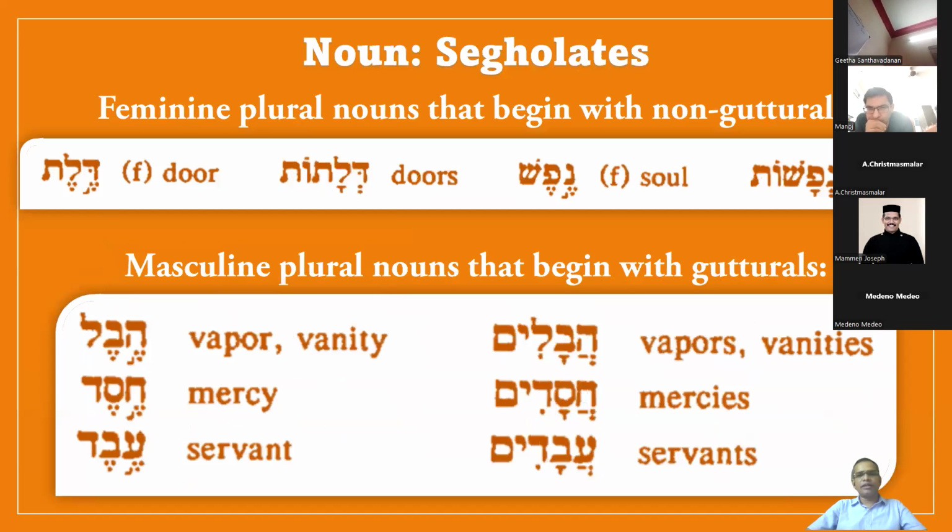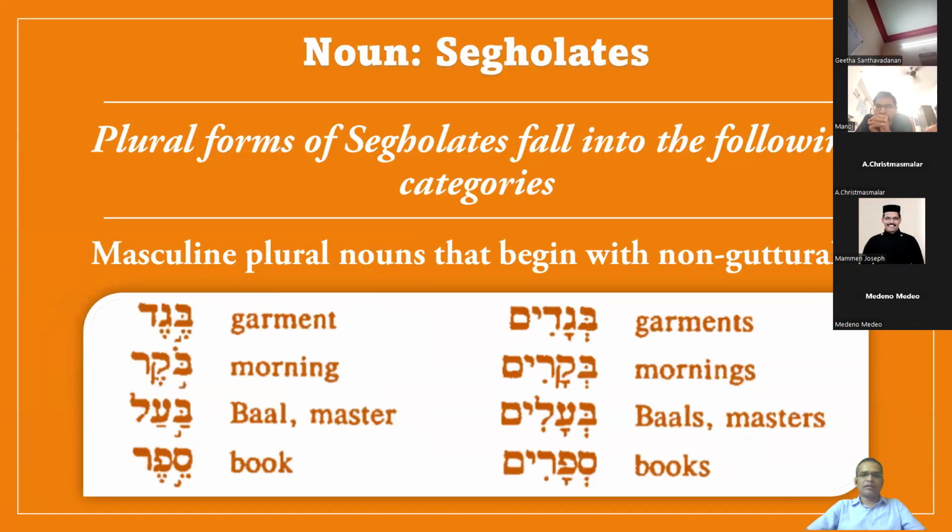Then feminine plural nouns that begin with a non-guttural. Delet, delatot, nefesh, nefashot. So the ending is holem, vav, and tav. The initial consonant will carry Shewa, and the second consonant will carry qamets. It is the same rule as for the masculine plural ending for the masculine segolate.